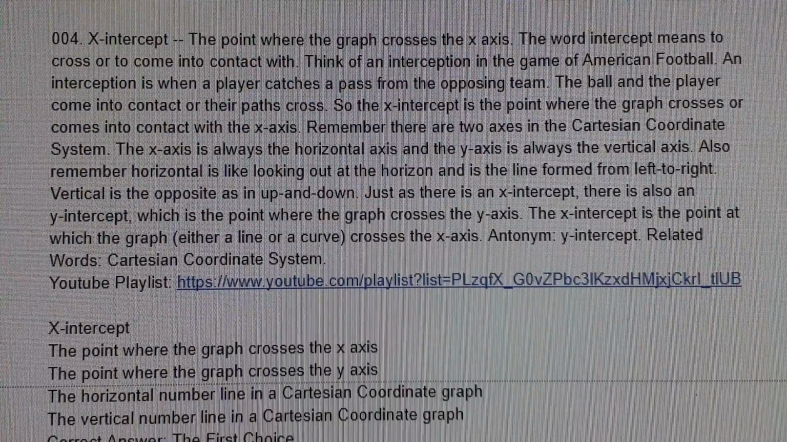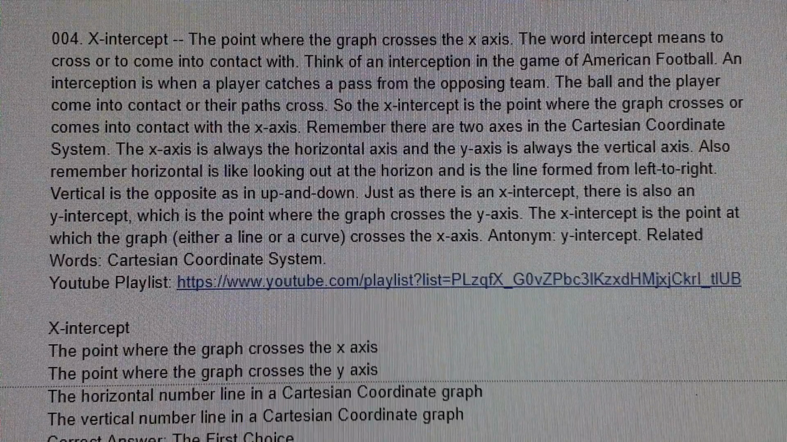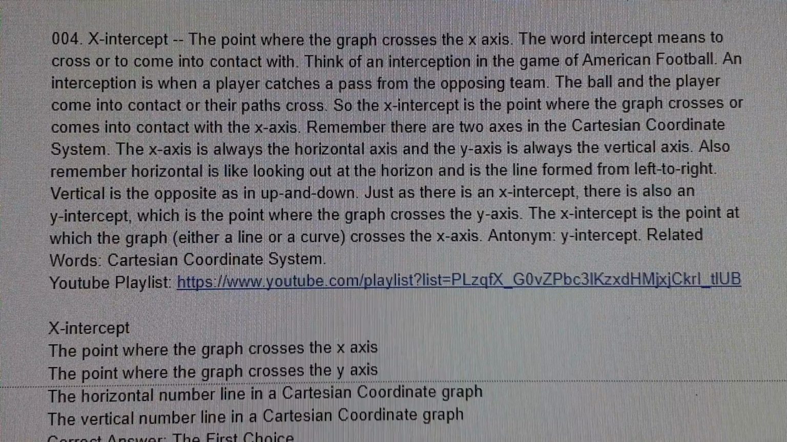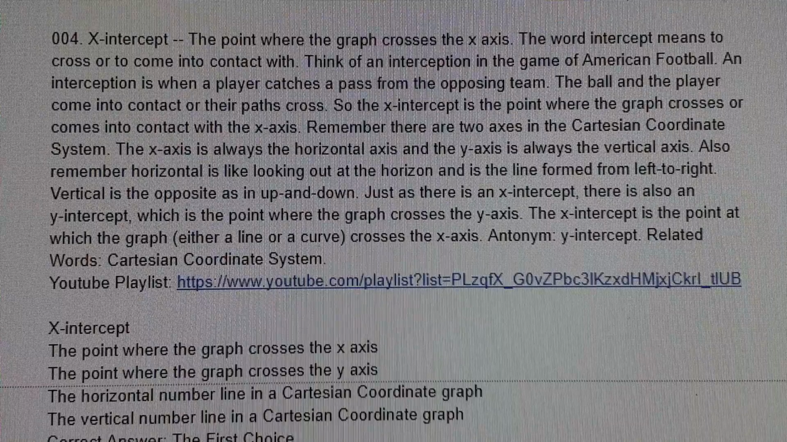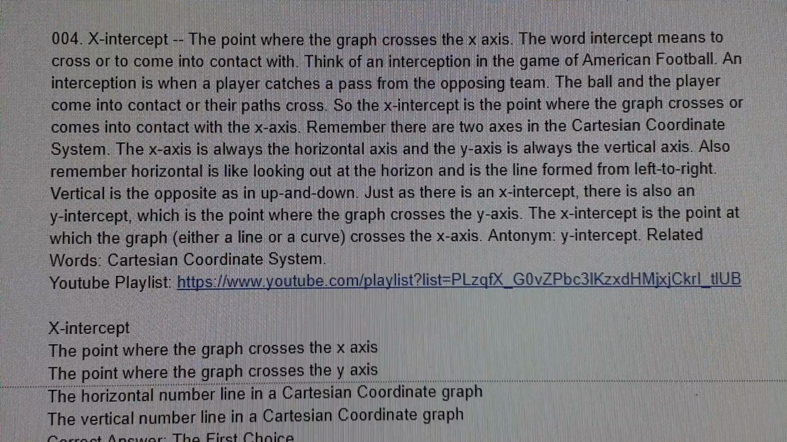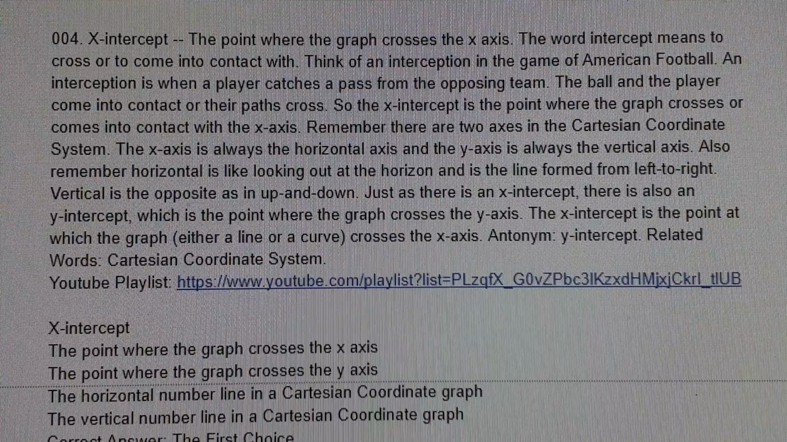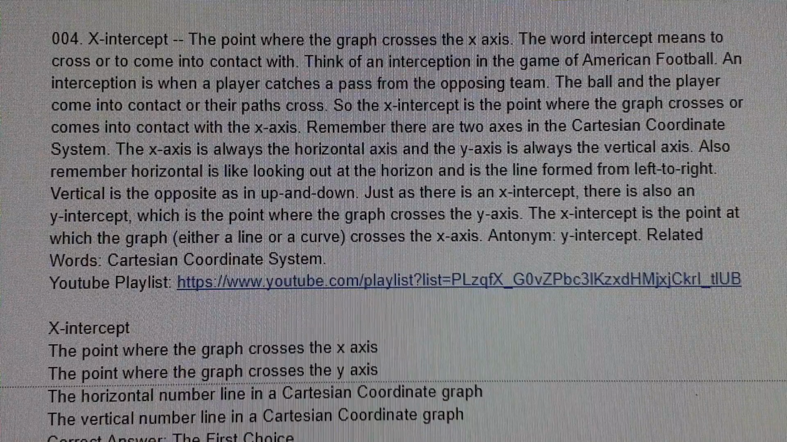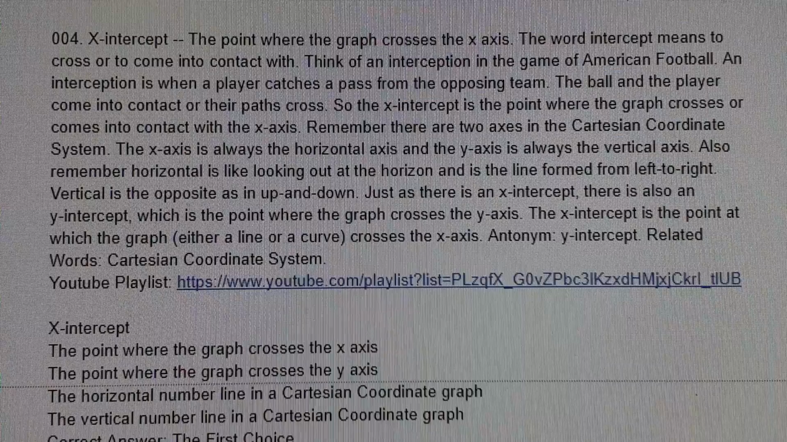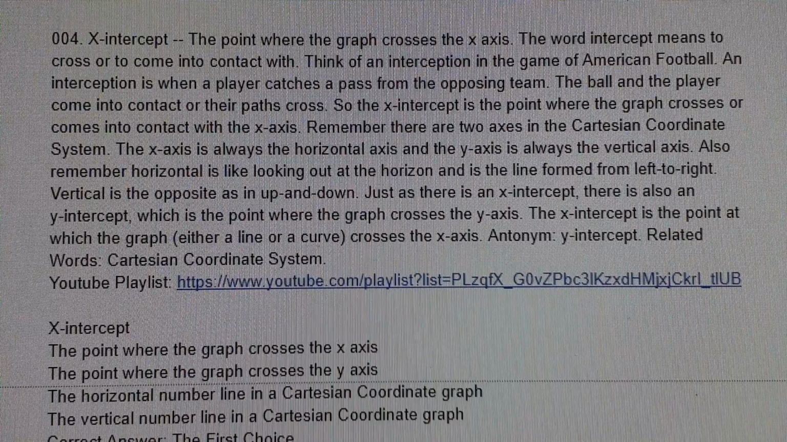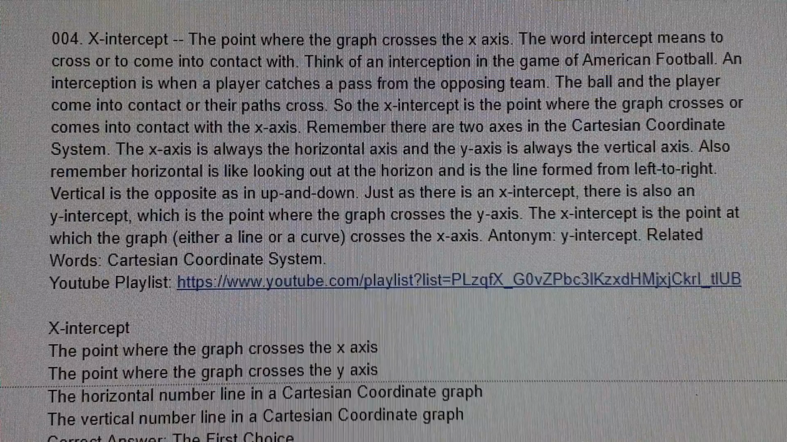X-intercept. The point where the graph crosses the x-axis. The word intercept means to cross or to come into contact with. Think of an interception in the game of American football. An interception is when a player catches a pass from the opposing team. The ball and the player come into contact, or their paths cross.